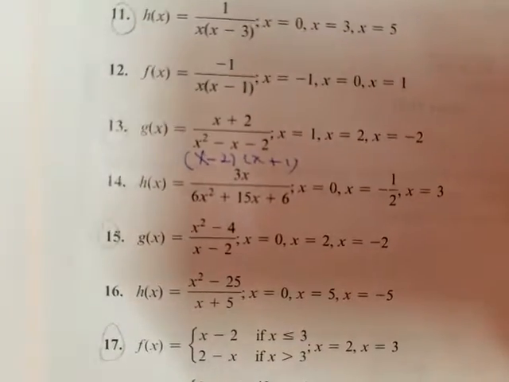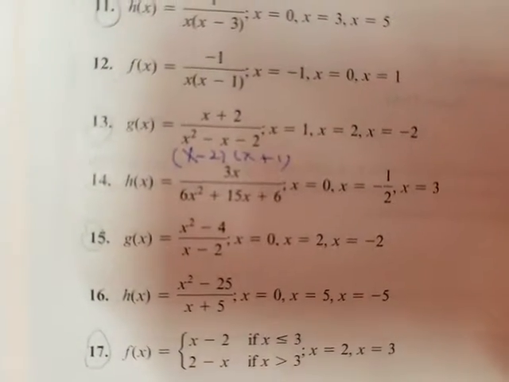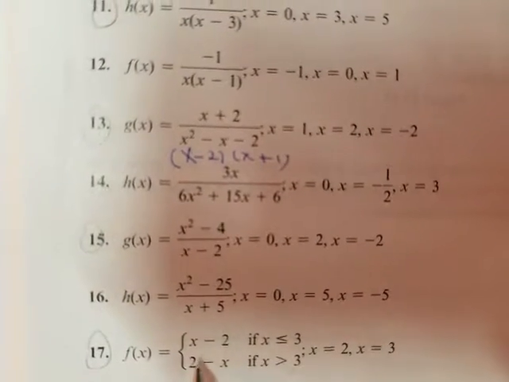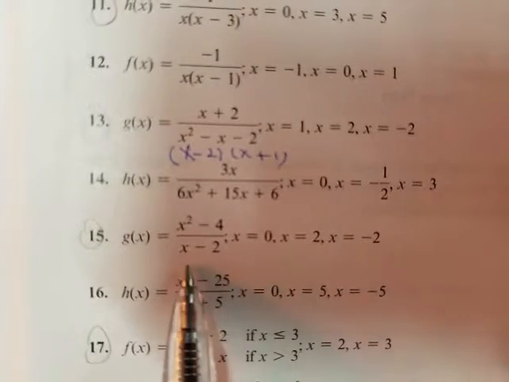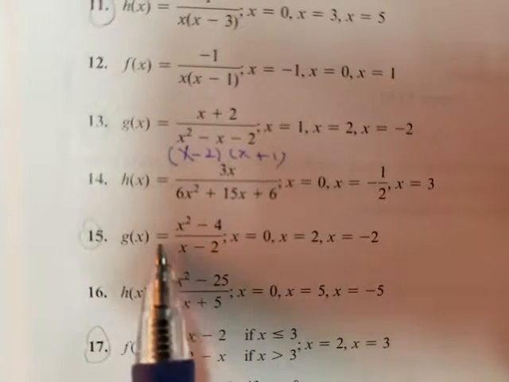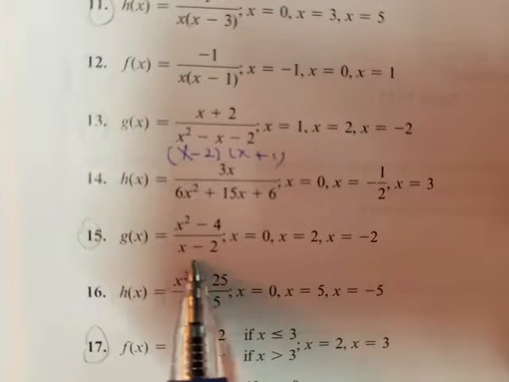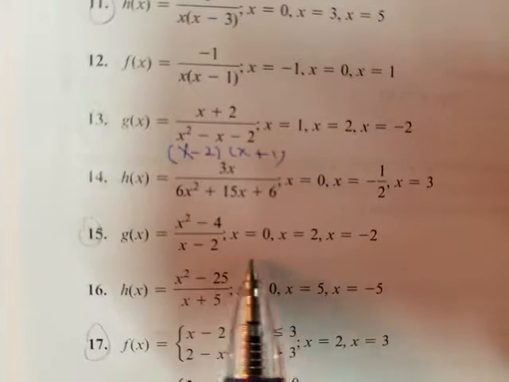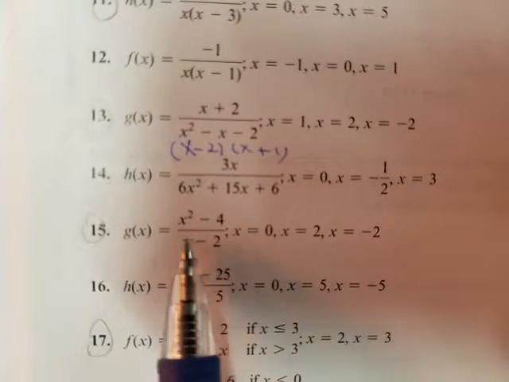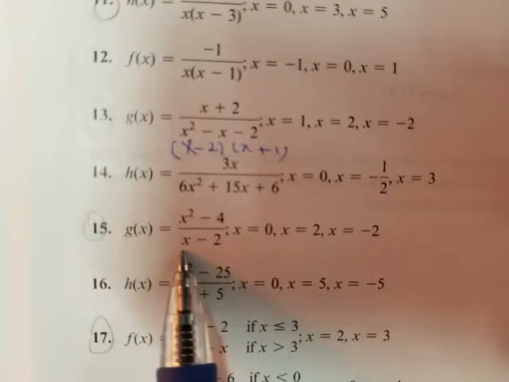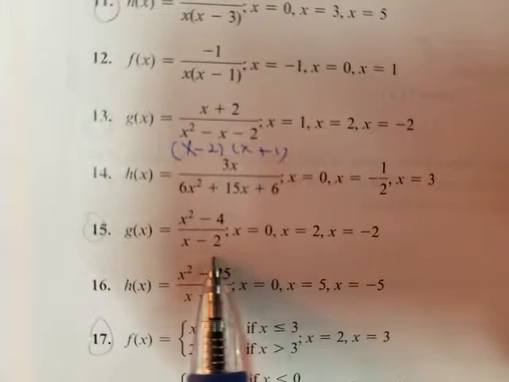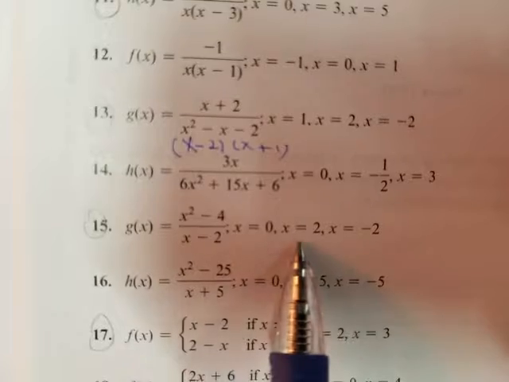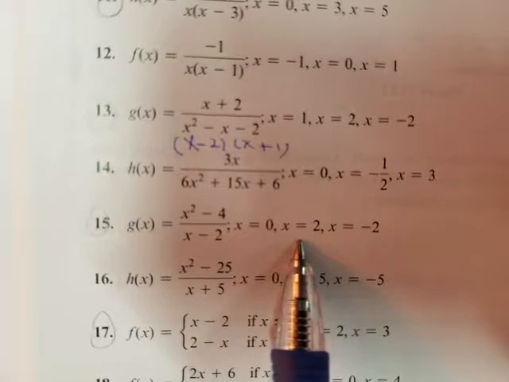All right, so for number 15, again, it wants to know where it is continuous or not. So if I'm taking a look at x equals 0, yes, this would be continuous at x equals 0. Plugging in 0 would give me -4 over -2, which is okay. But see, if I was to plug in 2 into the numerator, I get 0. In the denominator, I get 0. The problem is getting 0 in the denominator. So my graph is discontinuous at x equals 2.